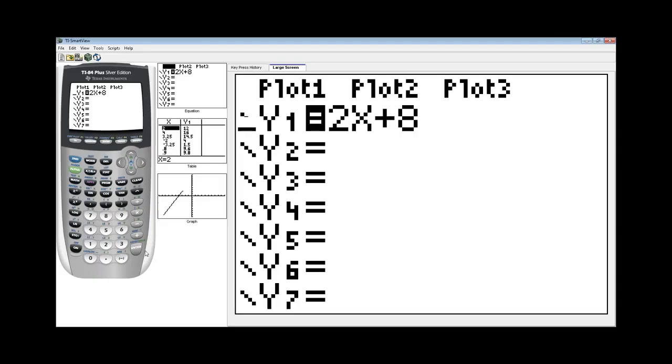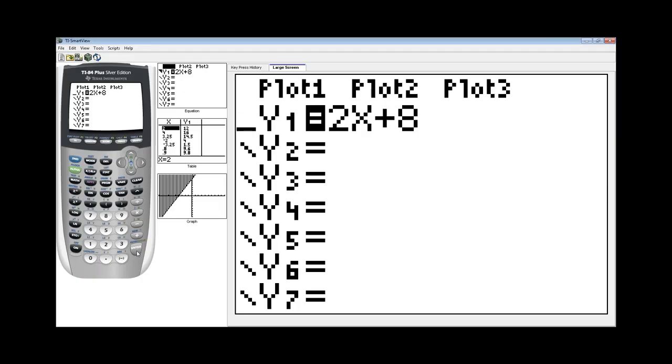And it's flashing now. We can press enter to get several different options. We can get a thick line. We can shade above. We can shade below. You can have a dotted line. There's a lot of things you can do. So this says y is greater than or equal to 2x plus 8, so we want to shade above. So we're going to press enter until we can see the shaded above option.